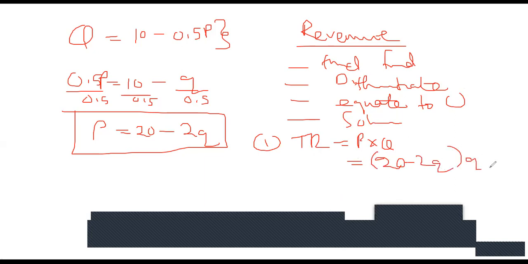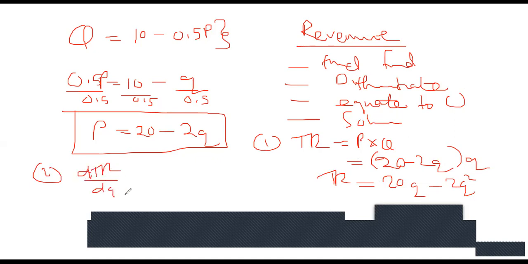Whenever you're given the demand function in terms of Q, make P the subject because it's easier like that, always. So step 1, find the function that you want to maximize, the total revenue. Step 2, differentiate it. The TR over Q is called the marginal revenue. So our marginal revenue in this case is 20 minus 4Q. Step 3, equate to 0.